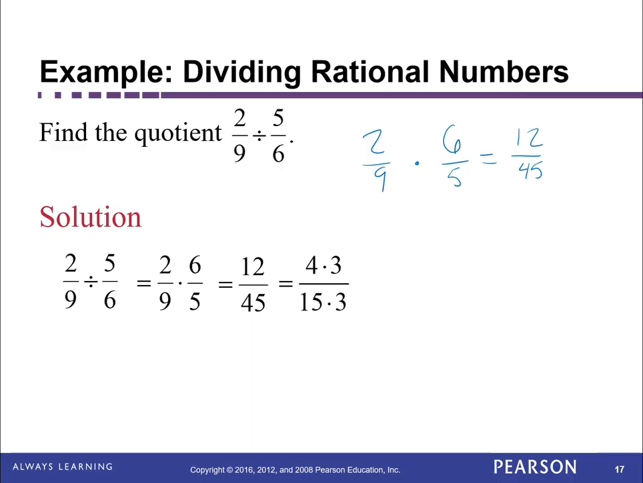Now we do have to reduce that. Okay, so you can break it into its common terms here. You can break 12 into 4 times 3 and 45 into 15 times 3 here. That'll allow the 3's to cancel, and you can be left with 4 over 15.